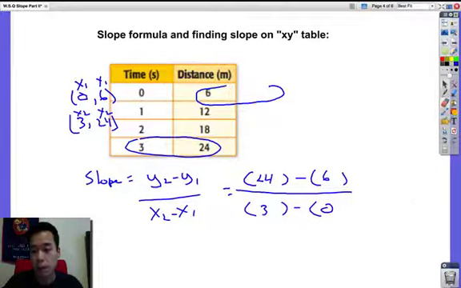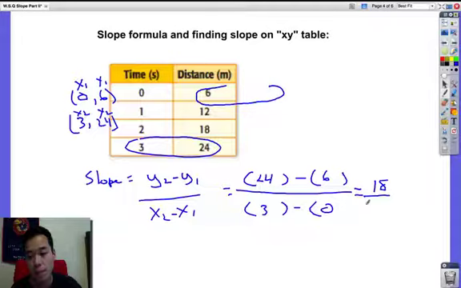And then I have 24 minus 6 is 18, over 3 minus 0 is 3. 18 over 3, my slope is 6. And that's how you use the slope formula.